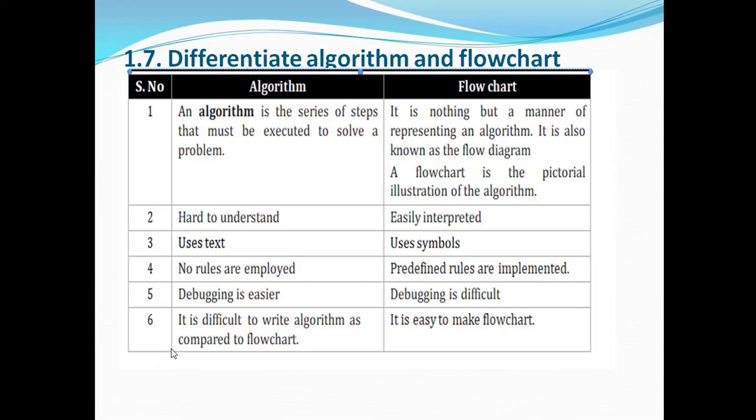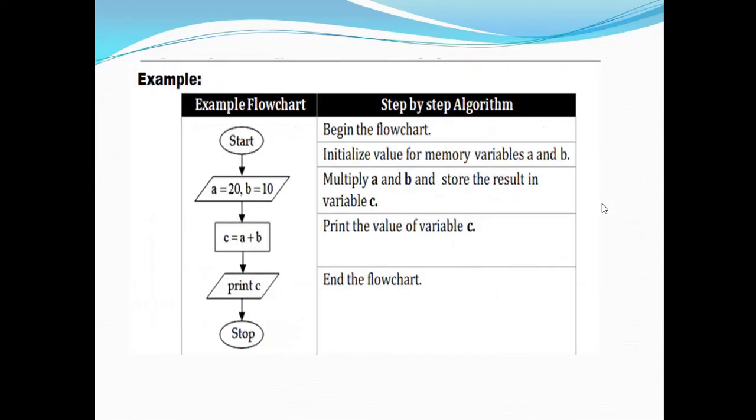And the sixth difference is that compared to a flowchart, an algorithm is difficult to write. In the case of a flowchart, it is easy to make. If you know the algorithm, then it is easy to draw the flowchart for that algorithm. But designing the algorithm itself is difficult. So these are the differences between algorithm and flowchart.